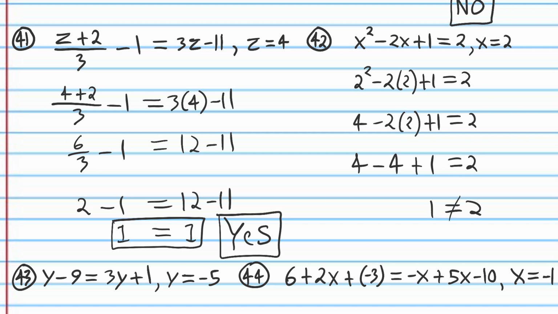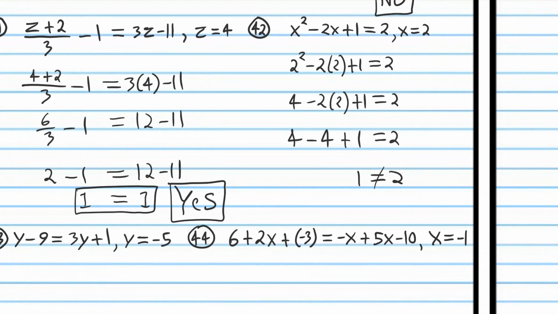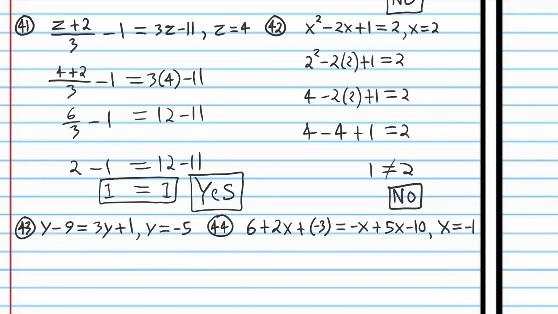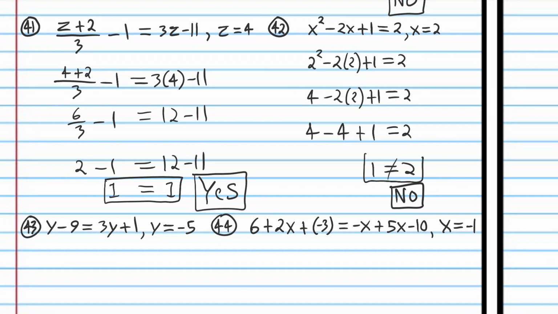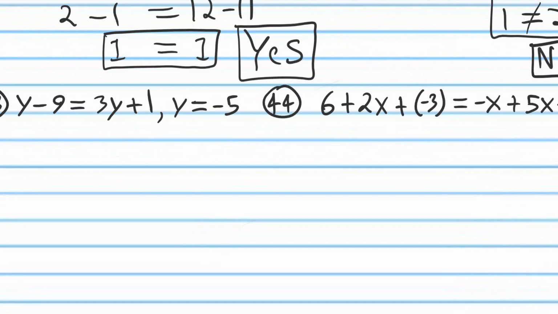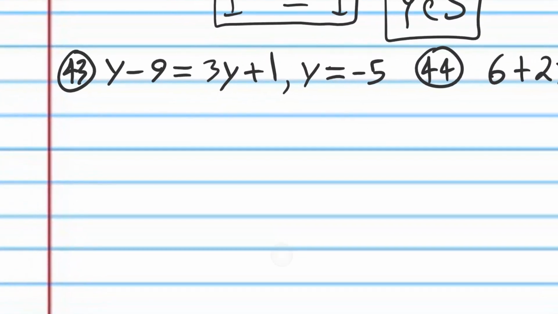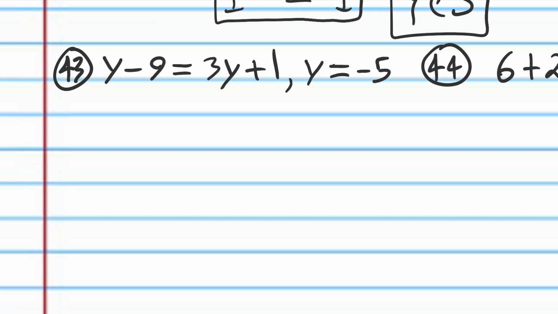Negative 4 minus 4 is 0, and we end up with 1 is equal to 2. And that is not correct. So the answer is no. X equals 2 is not a solution. So if you got 1 is not equal to 2, and your answer was no, good job. But again, you have to do both. You have to find these numbers, and you have to say no, or else you didn't actually do the problem. All right, try number 43. When you come back, we'll do it together.